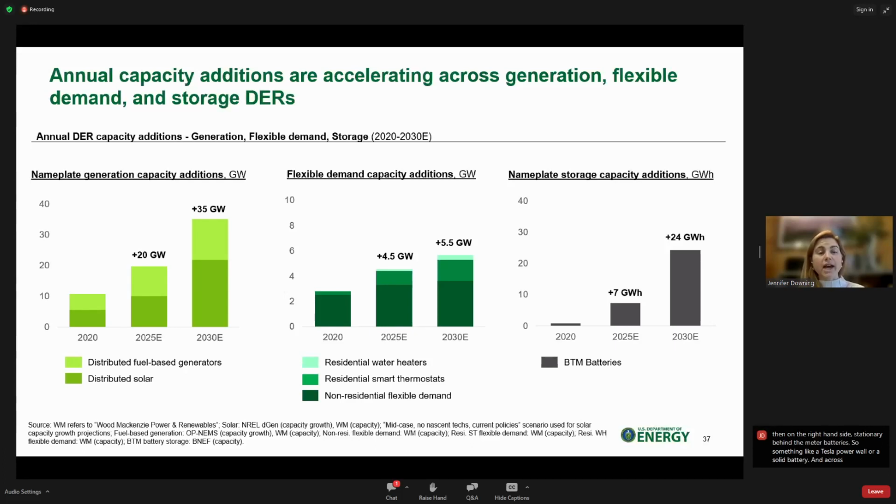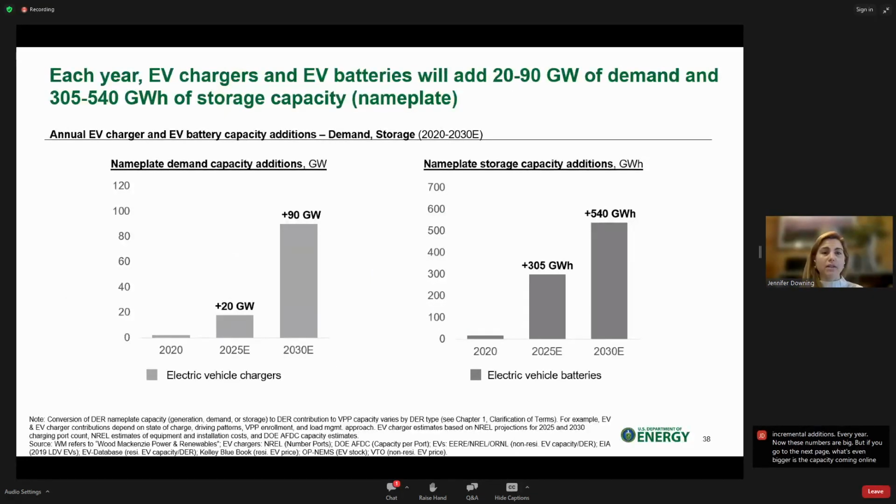And across the board, the height of these bars is not the capacity on the grid growing. It's actually the incremental additions every year. Now, these numbers are big, but if you go to the next page, what's even bigger is the capacity coming online in the form of EV chargers on the left-hand side and EV battery capacity on the right-hand side.